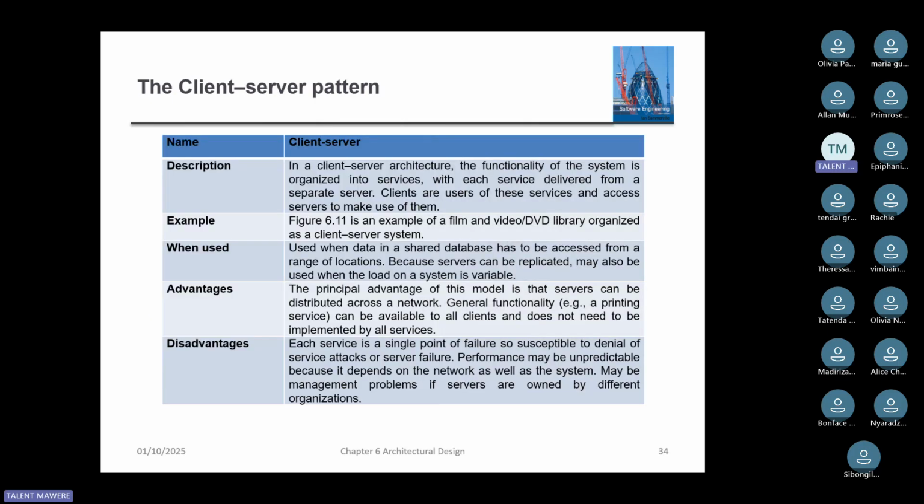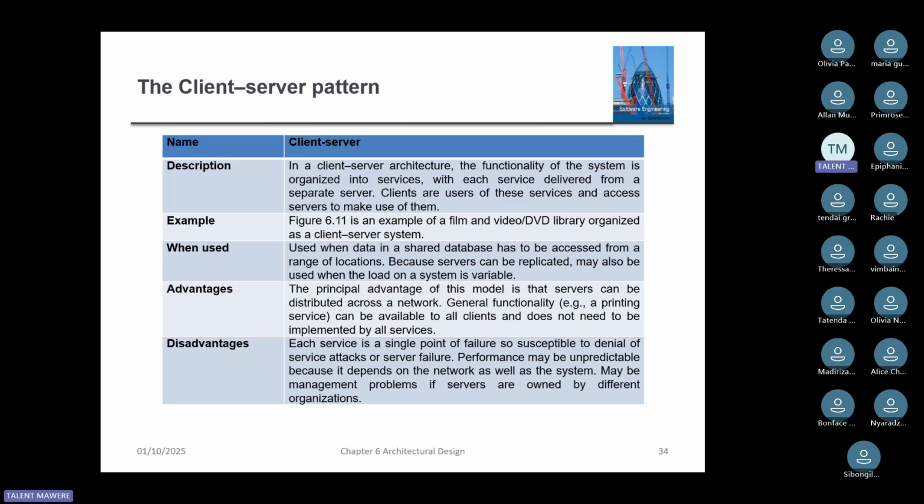This is the description of the client-server pattern. It is used in a client-server architecture. The functionality of the system is organized into services, with each service delivered from a separate server. Clients are users of these services and access servers to make use of them. We have a client-server architecture diagram that I will show you later on to try to model or represent this.